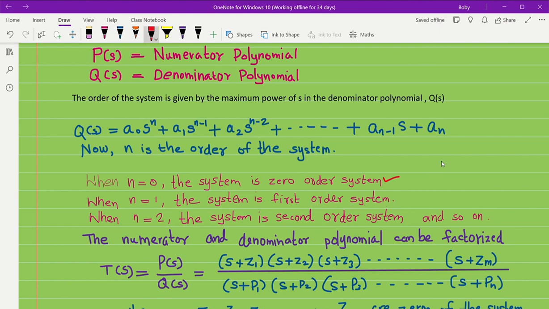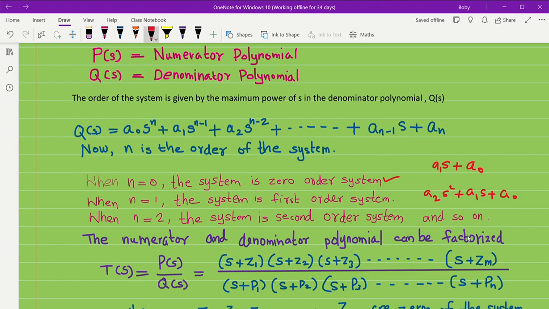For example, n equal to 1 means a1 s plus a0, so a1 s power 1. So n equal to 1. N equal to 2 means a second order system. For example, a2 s square plus a1 s plus a0. A polynomial like this indicates a second order system.